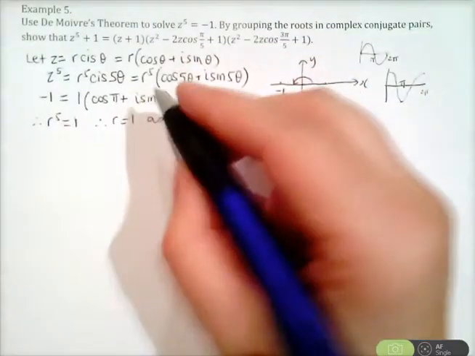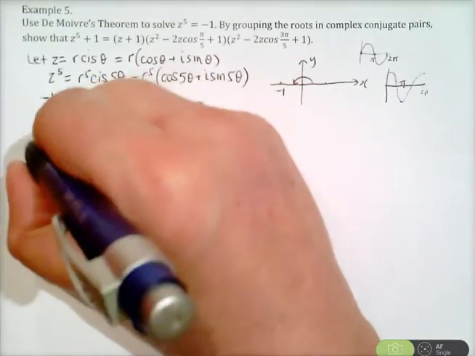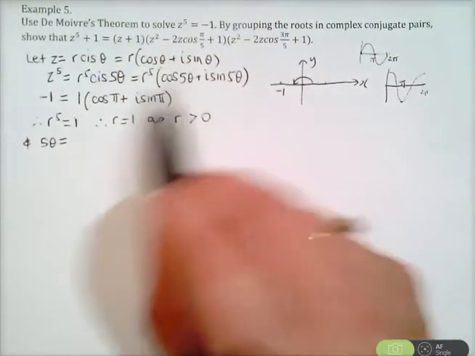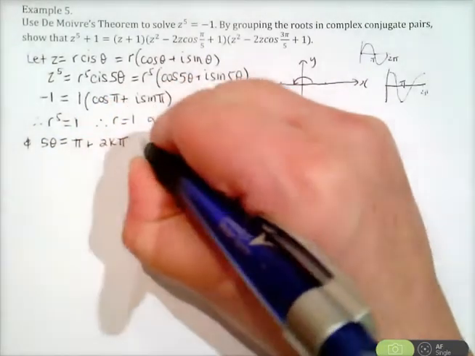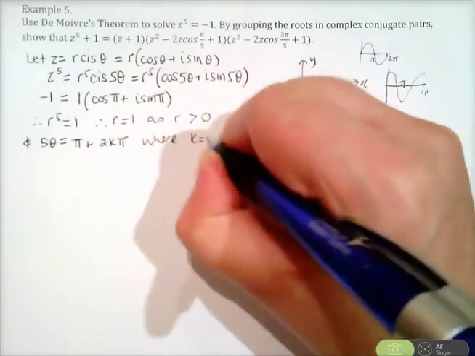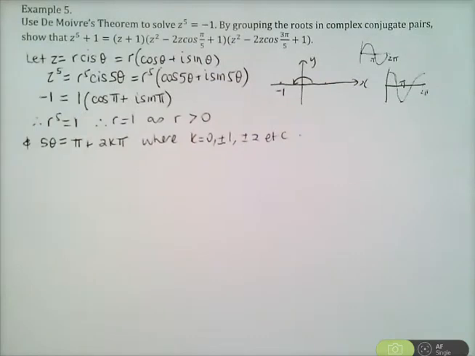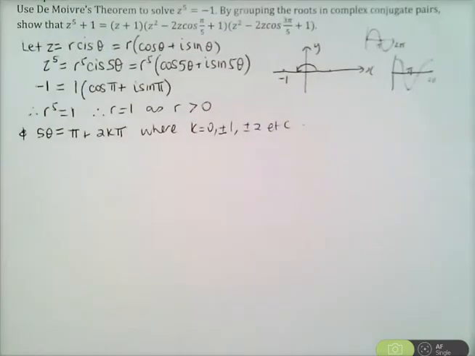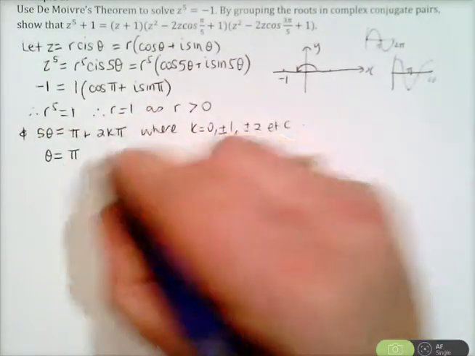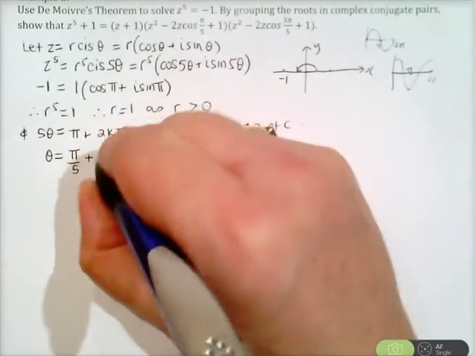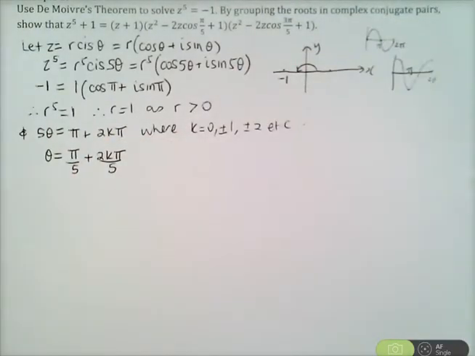Okay, and we also know that 5 theta equals pi, remember, plus 2k pi, where k equals 0, plus or minus 1, plus or minus 2, etc., an integer. And so therefore we can say that theta, here we know that 5 theta is this, therefore theta is pi on 5 plus 2k pi on 5.